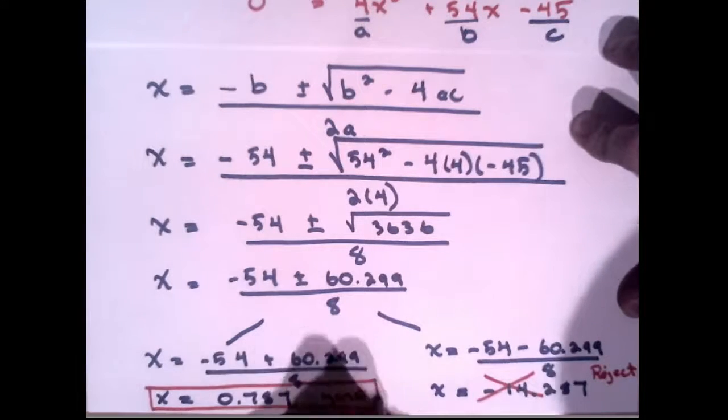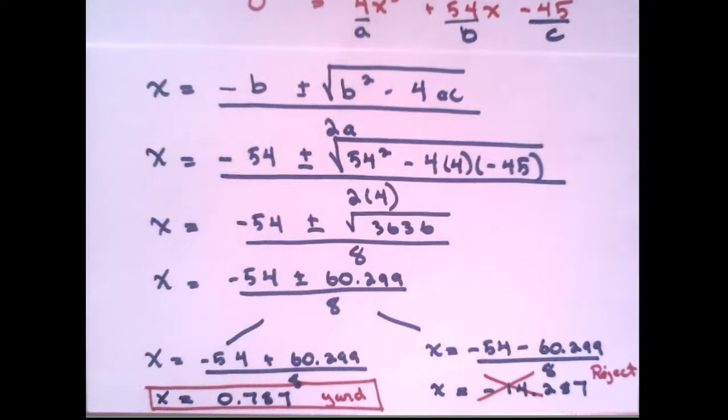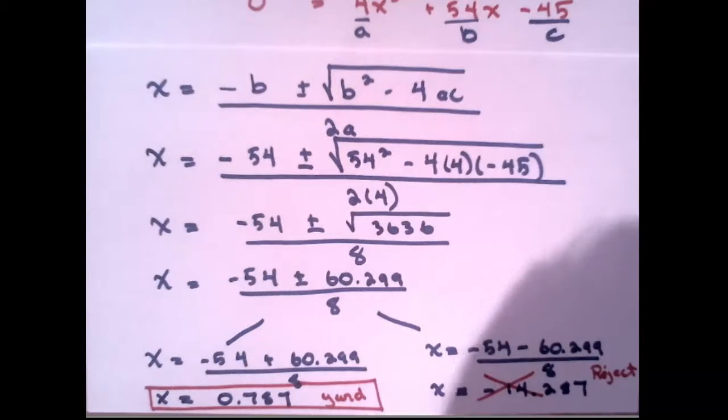And the last step to finish this off: how wide should the bed be if the area of the bed must be a quarter of the total area of the yard? End this with a sentence. I'm going to save some time here. So you'd have to say it's approximately 0.8 yards in width.